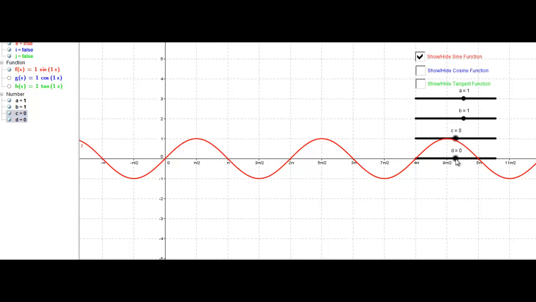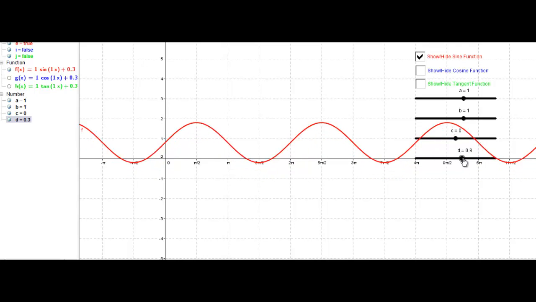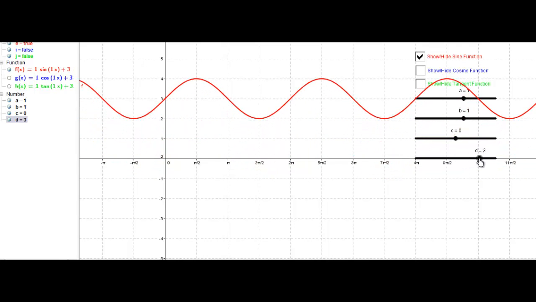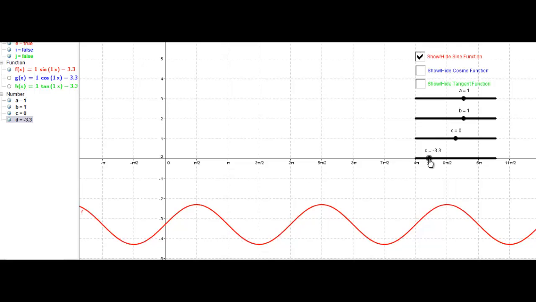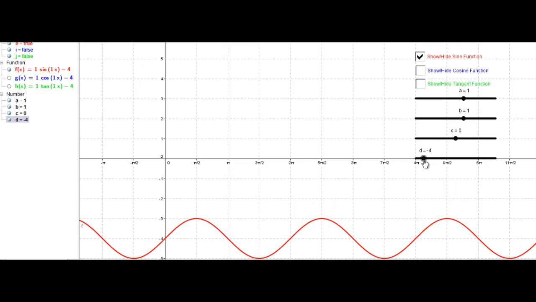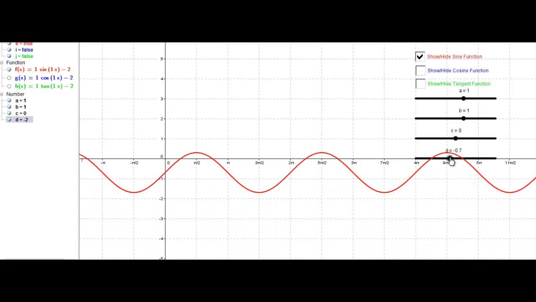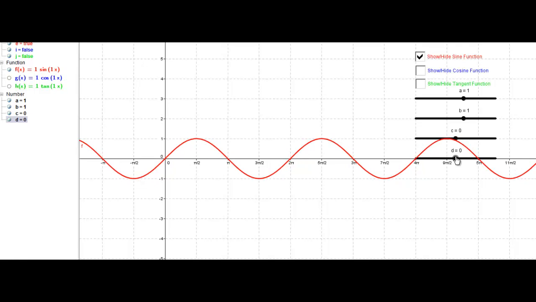And my d is the vertical shift. This will move it up or down that many units. If I have d equal to 3 and the maximum value was at 1 originally, I've moved it up 3. Now the maximum value is 4. I can also bring it down. If d is negative 4, for example, and it was at negative 1, then my minimum value now is negative 5. And that's how these variables affect your graph.